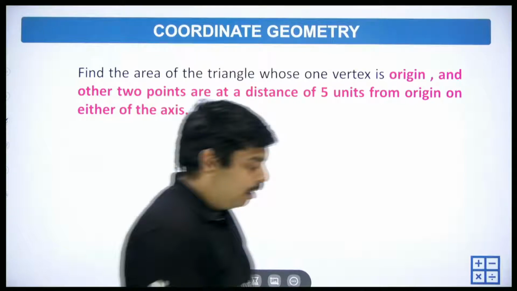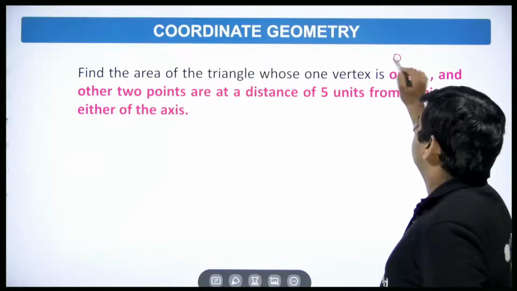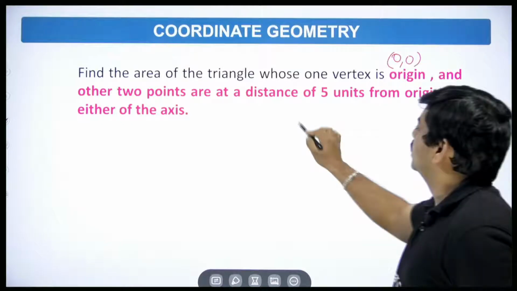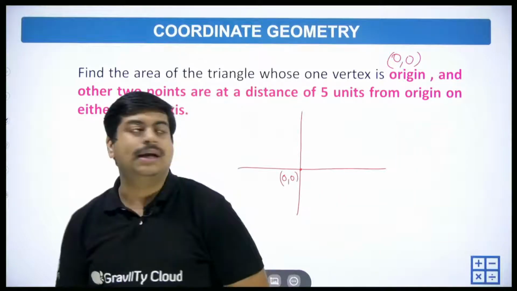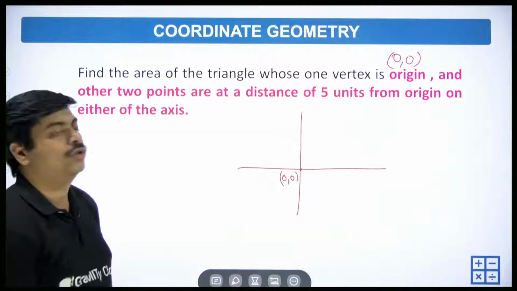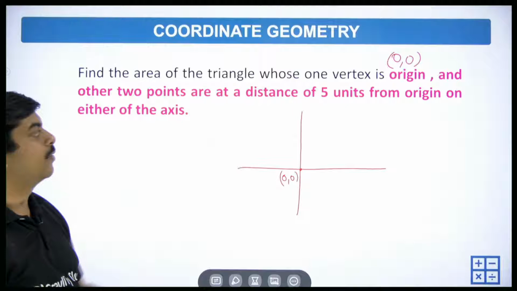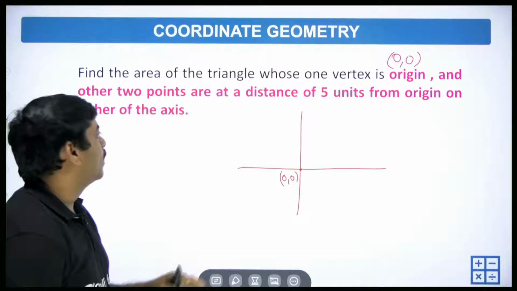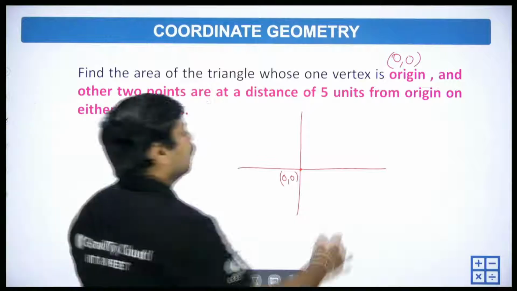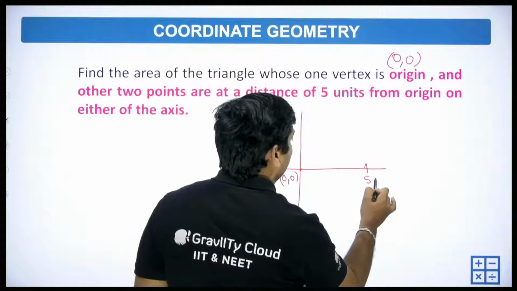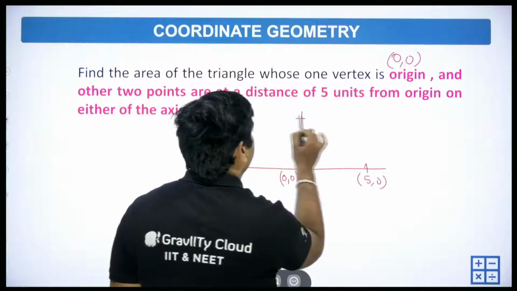We need to find the area of the triangle whose one vertex is origin, right? And the other 2 points are at a distance of 5 units from the origin on either of the axes. On the axis, that means 1 point you can take as (5, 0) here, and the other point you can take as (0, 5).